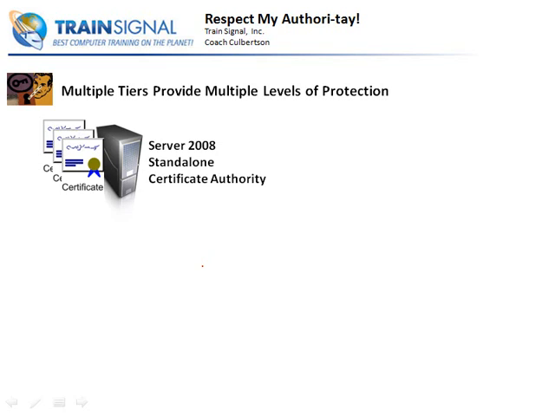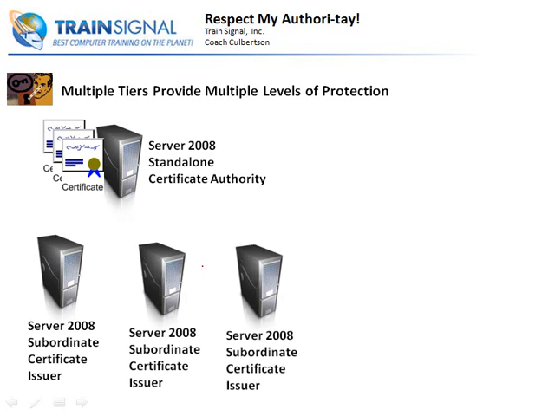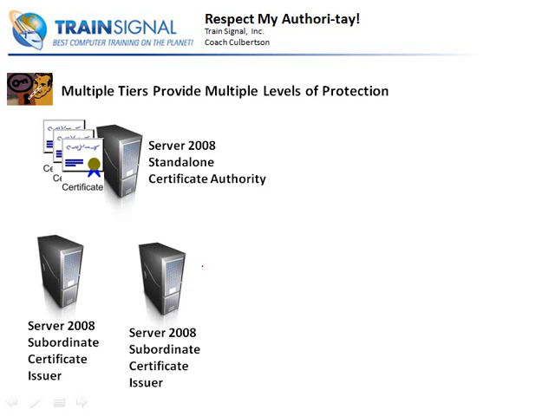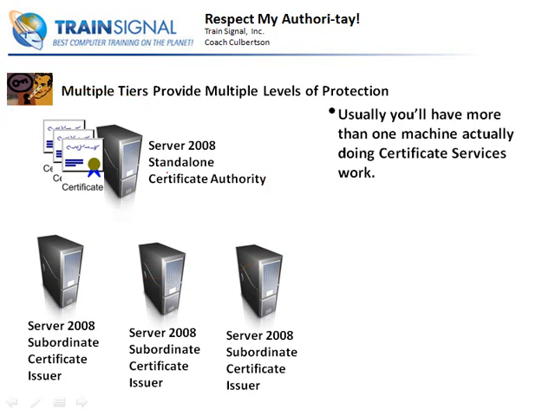A standalone certificate authority is just a Server 2008 machine. It does not have to be part of your domain. It doesn't even have to be a member server. You could take a Server 2008 box, install certificate services on it, and voila, you have a standalone certificate authority. Now, what you're probably going to have is subordinate certificate issuer servers, at least one. You may not have three, I'm just using three as an example, but you're going to be using this as your root certificate authority, and then you're usually going to have more than one machine doing a lot of the certificate services work.